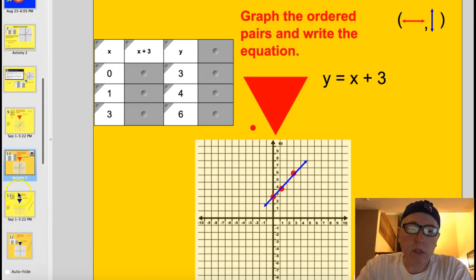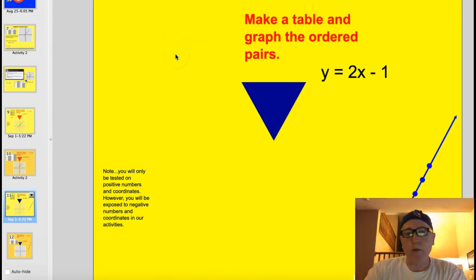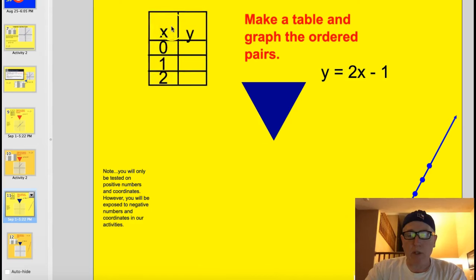Okay, let's take a look at another situation. Now we have a situation where we're starting with the equation, and we have to make a table, and we have to graph it. All right, so what are we going to do here? Well, making a table is pretty simple. We just make an XY table, and you get to pick the values. I like using 0, 1, 2. They're small numbers, which means the smaller the numbers, the easier it is to graph.